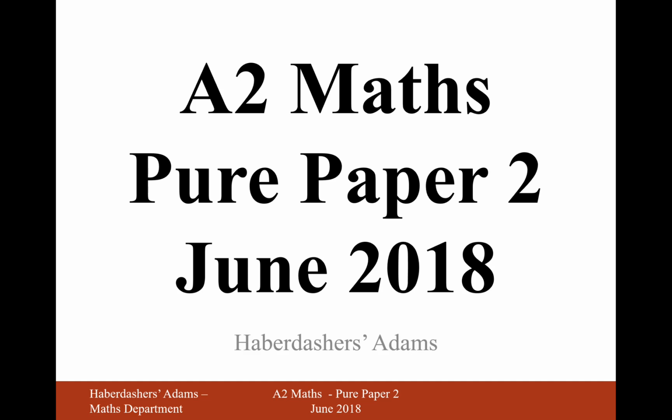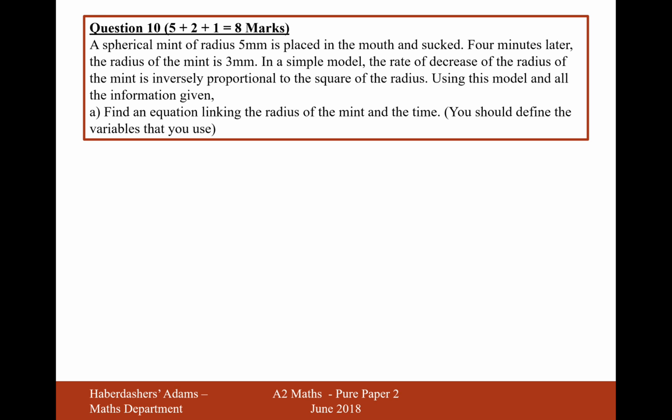Hello there and welcome to A2 Maths from June 2018, paper 2, and here we're looking at question 10, an integration question. So a spherical mint of radius 5mm is placed in the mouth and sucked. 4 minutes later the radius of the mint is 3mm.